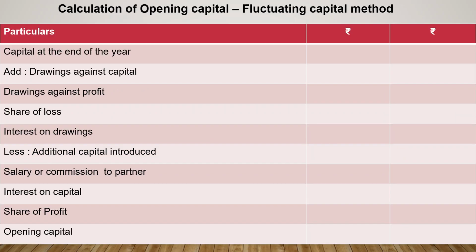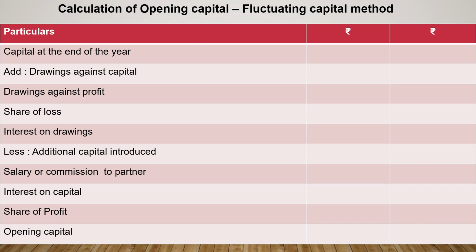Now, if the partnership firm is maintaining the capital under the fluctuating capital method, then the table would be a little bigger with more amounts, because appropriations have also gone through the capital account. So again, we start with the capital at the end of the year, which I was calling the closing capital, that comes from the balance sheet as on 31st March at the end of the year. To that we add back the drawings against capital, if any, drawings against profit, share of loss, if any, and interest on drawings, if any, has been charged. These were subtracted in arriving at the closing capital, so we are adding those back.